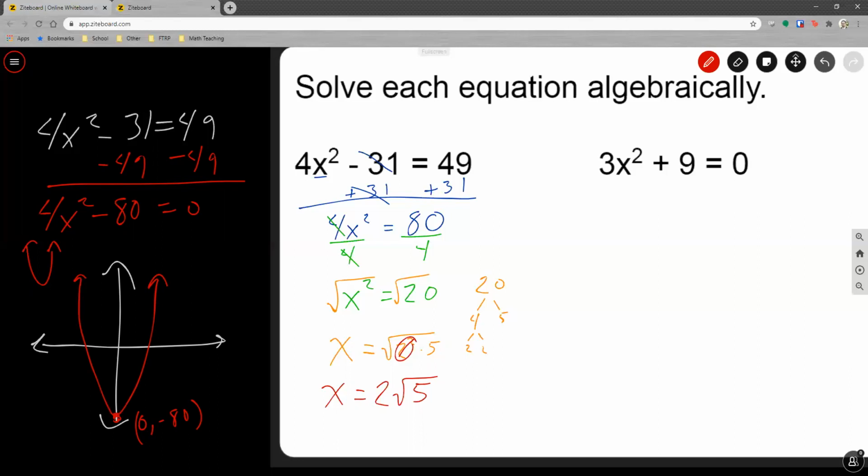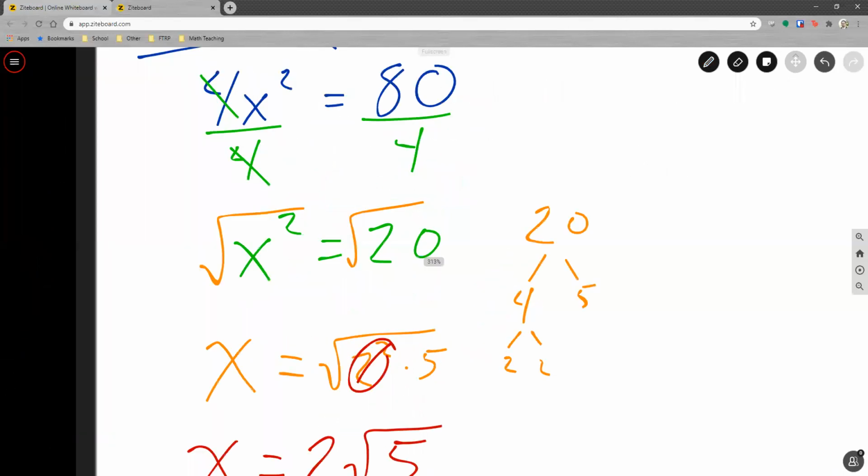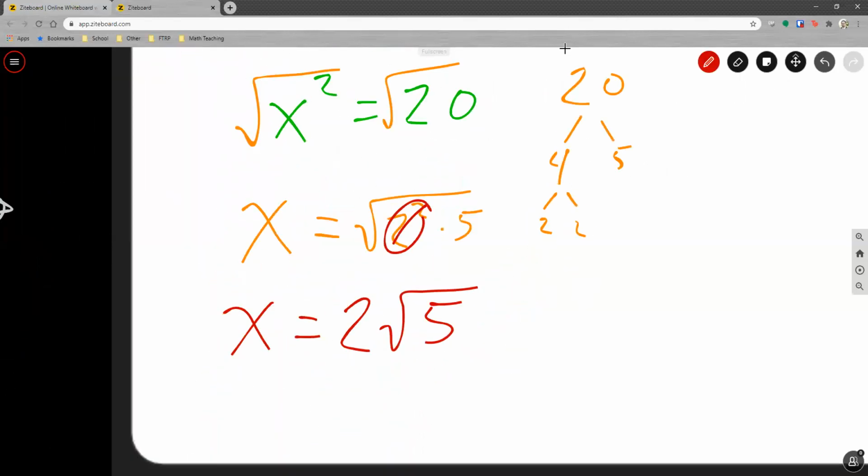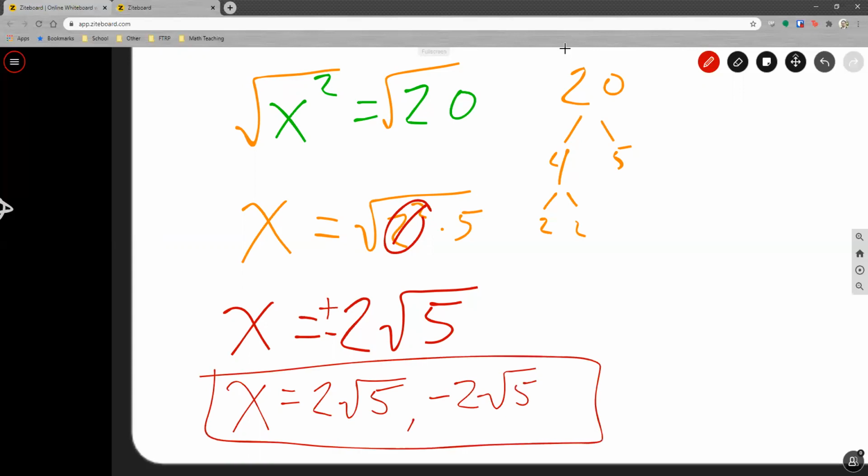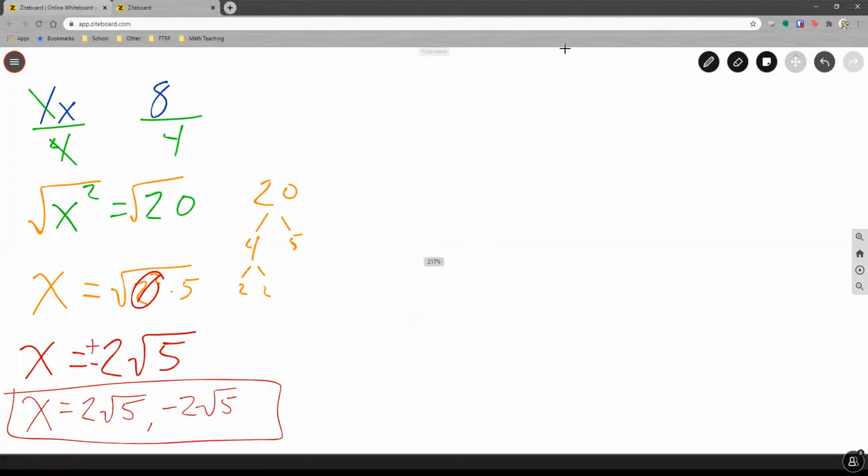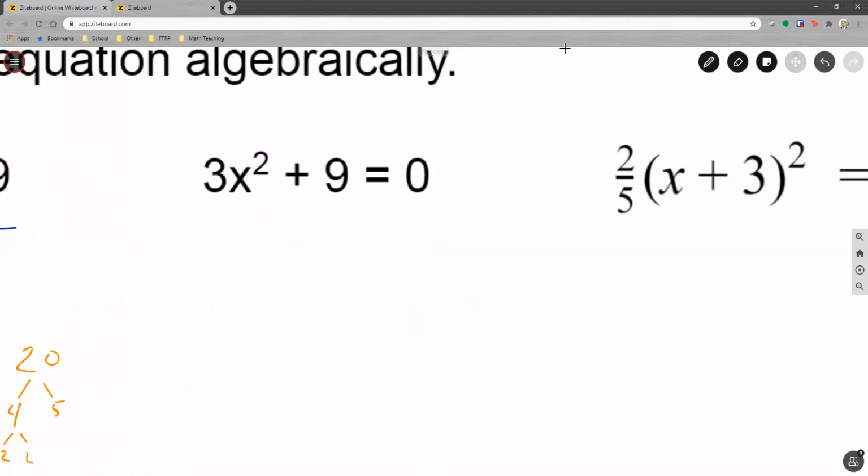Well, notice I have to have 2 x-intercepts. Those 2 x-intercepts are going to be positive and negative 2 times the square root of 5. So my solutions are x equals 2 times the square root of 5 and x equals negative 2 times the square root of 5. And I've solved it. All right, let's go through these other ones really quickly.